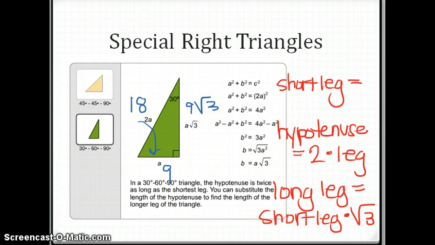If I'm given my short leg, or my long leg, let's say I'm given my long leg is 4 radical 3. Well, then that tells me the 4 is my short leg. I can double that and get my hypotenuse. So all these relationships can work interchangeably. It's just a matter of determining what information you are given.